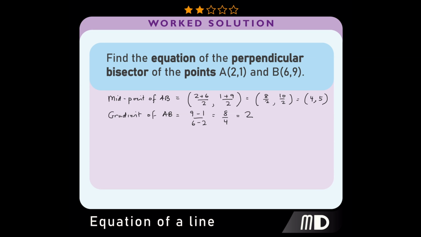Two important observations to make here are that we always divide the difference between the y values by the difference between the x values, and both subtractions must be taken in the same order. Otherwise, the gradient won't have the correct positive or negative value.